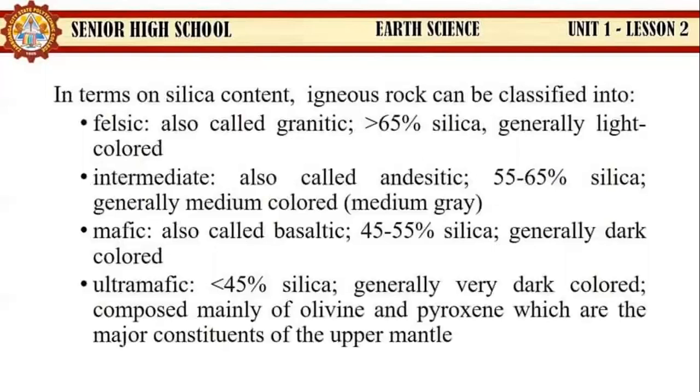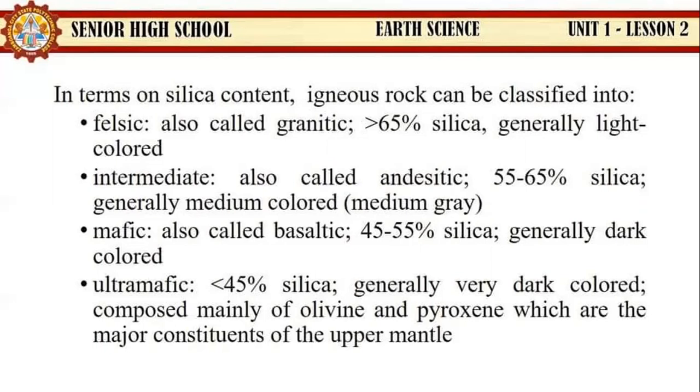In terms of silica content, igneous rocks can be classified into felsic or granitic. These rocks contain more than 65% silica and have a light color. Next is intermediate or andesitic rock. They have 55 to 65% silica and generally have a medium color or medium gray. Next is mafic or basaltic. These rocks contain 45 to 55% silica and generally have a dark color.